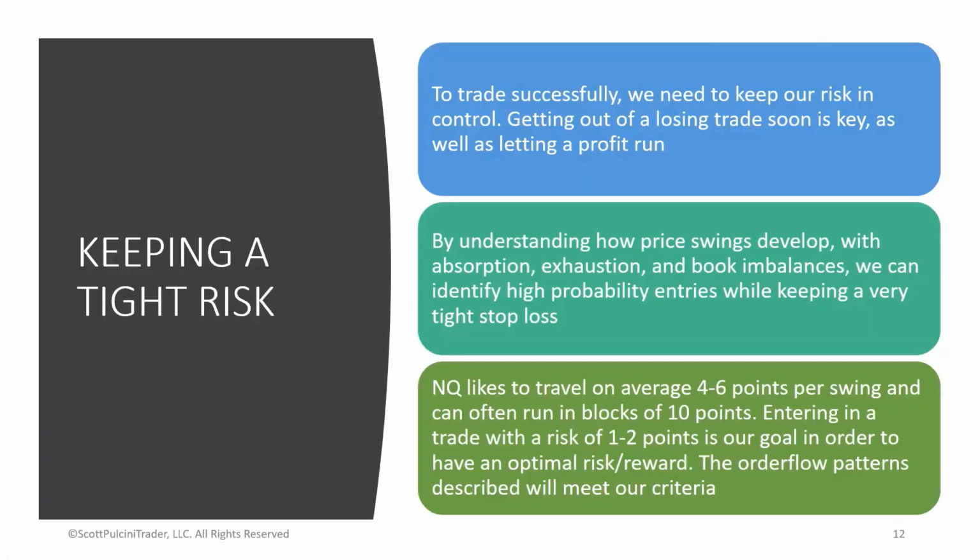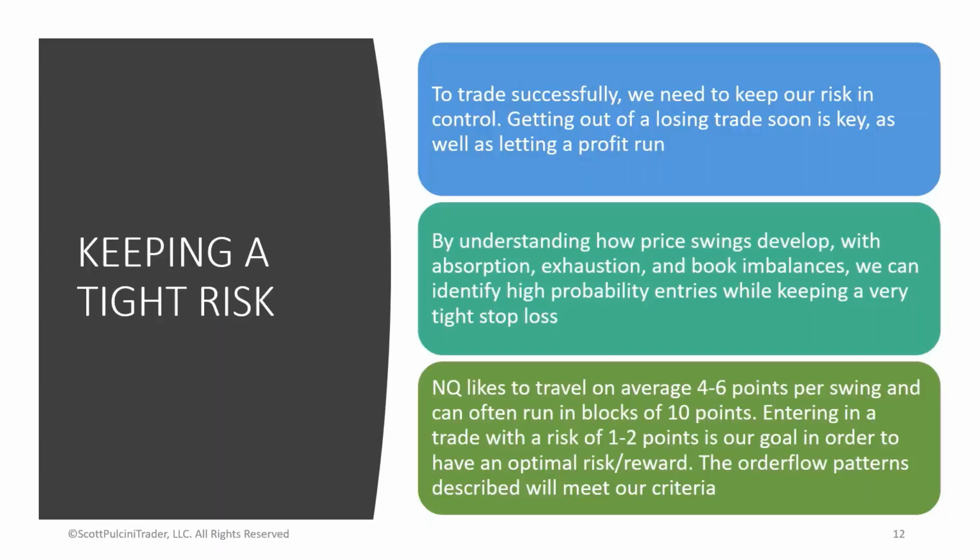Okay, let's move on. In order to trade successfully, we need to keep our risk in control. The very first thing, we need to get out of a losing trade as soon as possible. And of course, we need to be able to let a profit run. By understanding how these price swings are developed with absorption patterns, exhaustions, and balance, we can identify high probability entries while keeping a very tight stop loss.